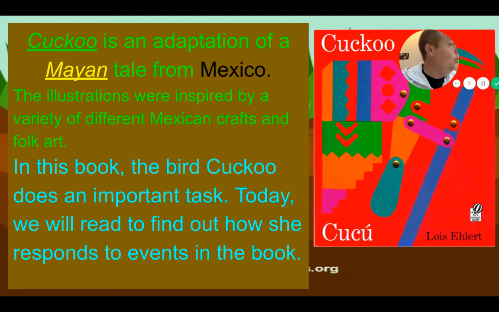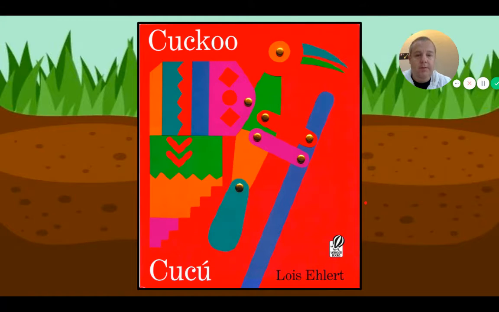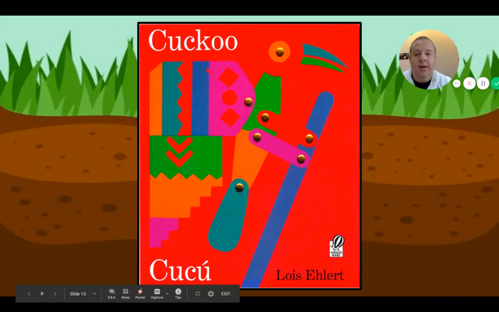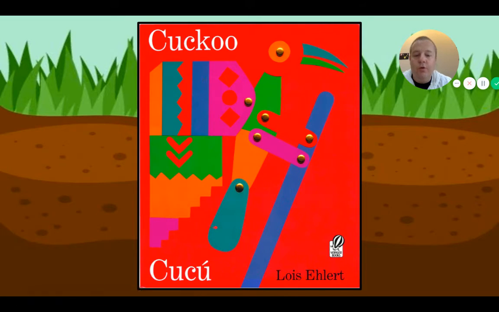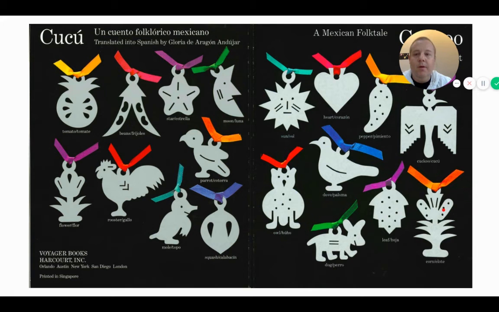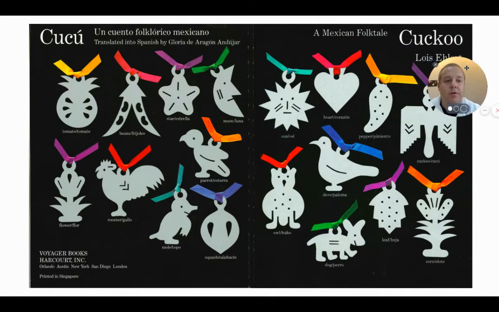Cuckoo, cuckoo. And yes, Cuckoo by Lewis L. Notice it is in English and in Spanish. Here is some Mexican folk art. Cuckoo, un cuento folclórico mexicano, a Mexican folklore. It's translated into Spanish by Gloria de Aragon Andújar.